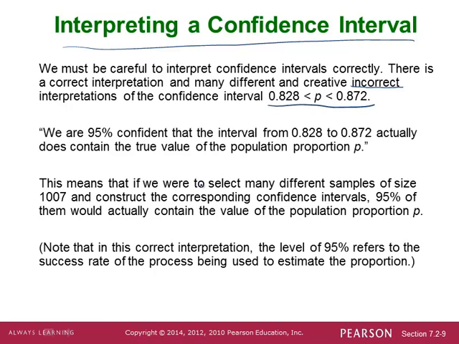This means that if we were to select many different samples of size 1007 and construct the corresponding confidence interval, 95% of those confidence intervals, if we are using a 95% confidence interval, would actually contain the true value of the population proportion p. And note that in this correct interpretation, the level of 95% refers to the success rate of the process being used to bracket that proportion. Okay?